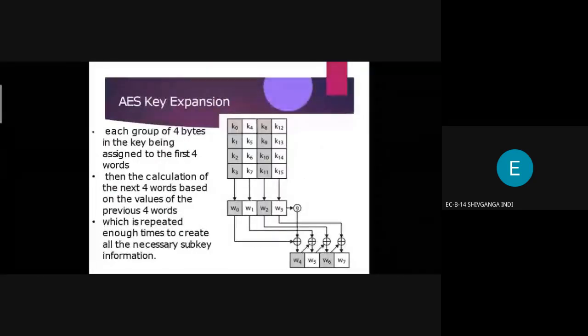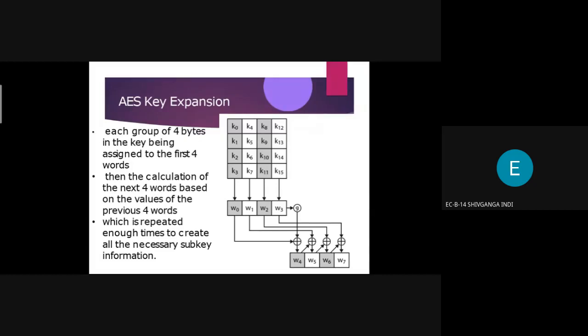Okay, so now we've understood how we can expand the key in the AES algorithm. By using this procedure, we can expand the key. In order to expand the key, we have to expand the key into 44, 52, or 60 words, each having a 32-bit size. The process is: first, each group of 4 bytes in the key is assigned to the first 4 words. So first we have to assign the particular key to the respective words.